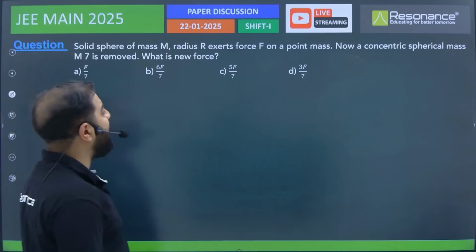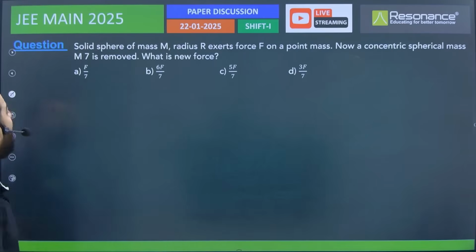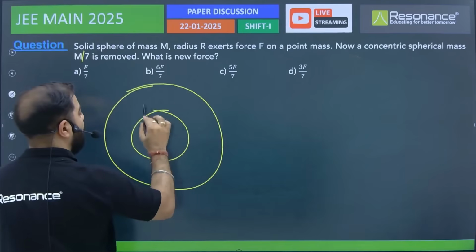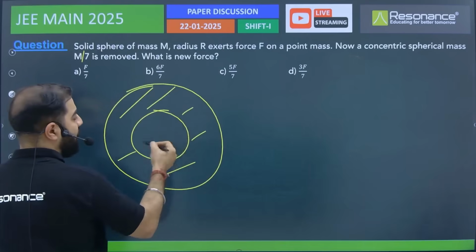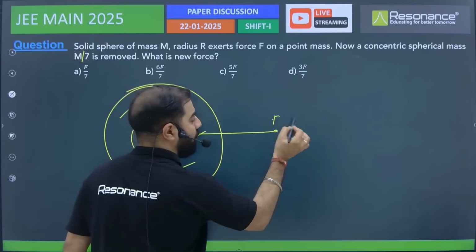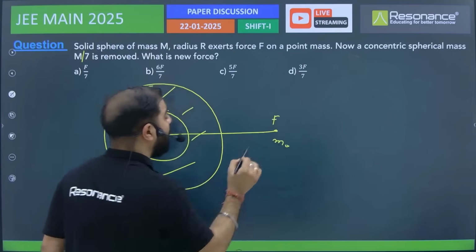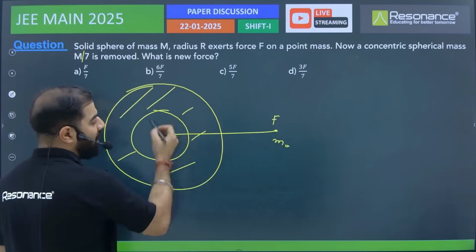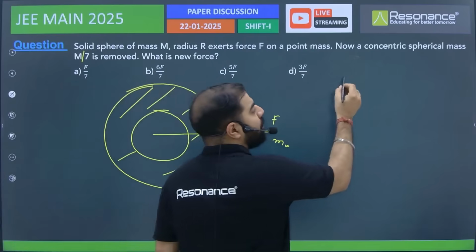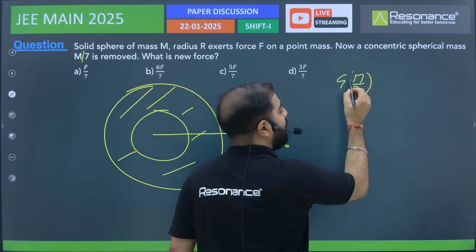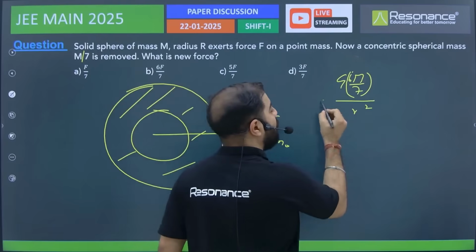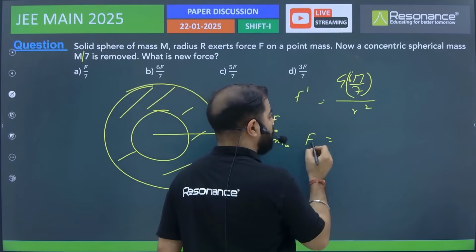Solid sphere of mass m and radius r exerts force F on a point mass. Now a concentric mass m by 7 is removed. Option देख के लग रहा है m by 7 ही होगा. So if m by 7 is removed, without this cavity there was a body getting a force F kept here somewhere. ठीक है? Now with the cavity, what will be the force? So obviously when m by 7 mass is removed, the remaining mass will create a gravitational field equal to G into 6m by 7 by the same distance. है ना? Same distance square.